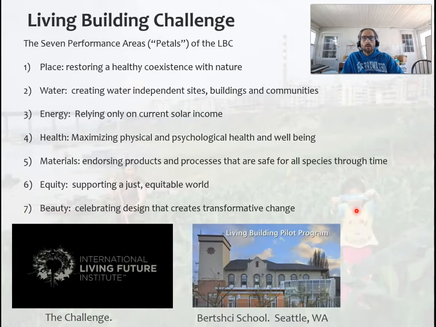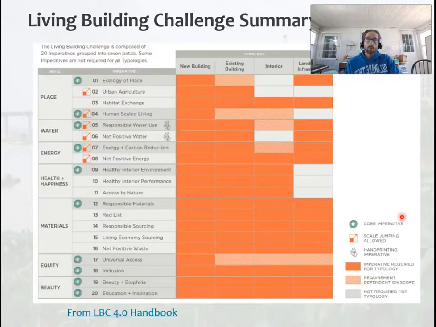Okay. And these are the so-called petals, right? So there's 7 petals: place, water, energy, health, materials, equity, and beauty. So you see equity is actually a part of it, and beauty. That's that whole flower thing, right? But equity, there are all these standards to supporting a just and equitable world. So again, super holistic, really robust.